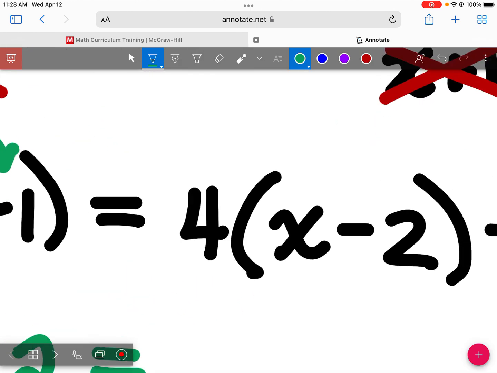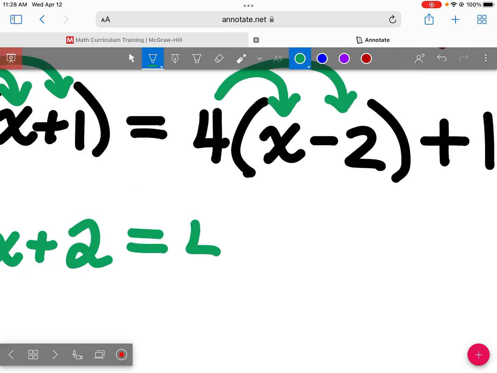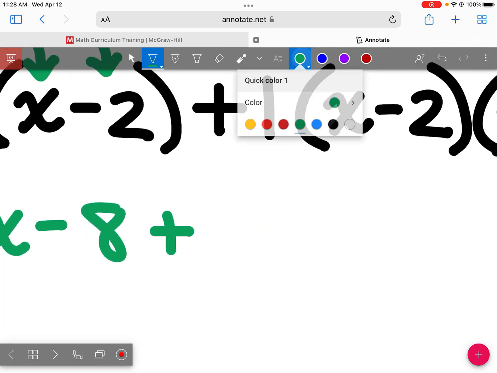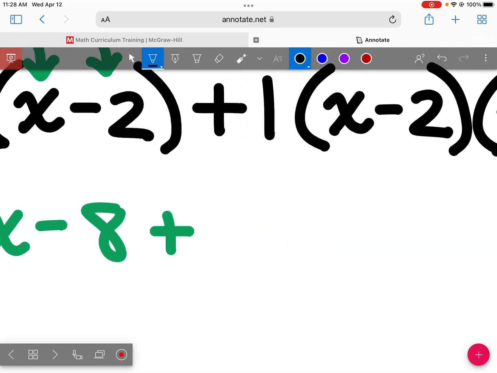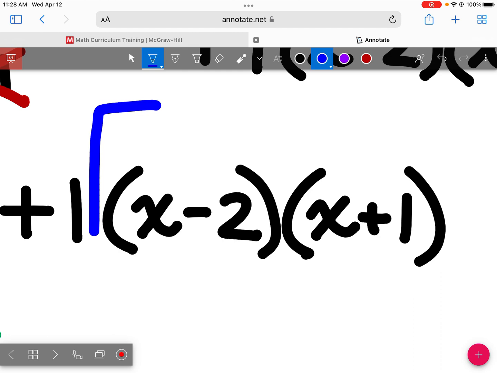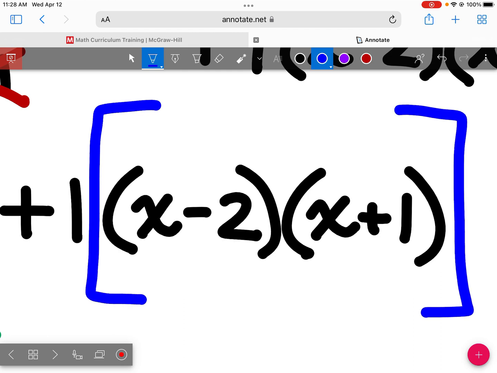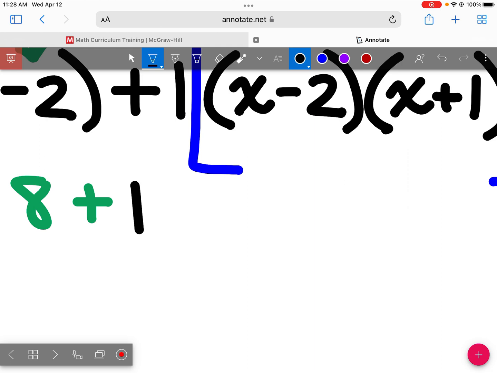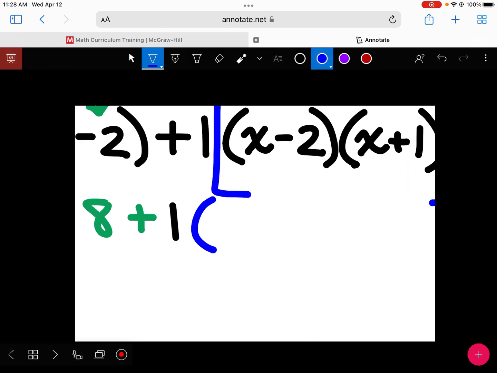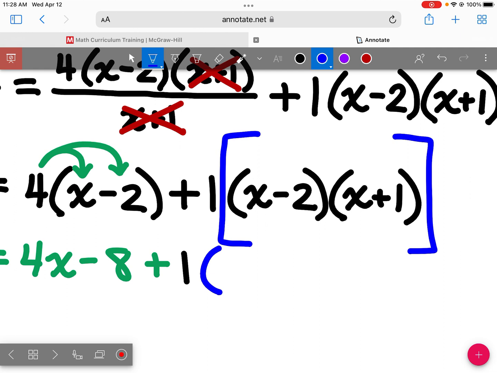Bring down my equal sign. Do I have anything to distribute here? Yes. 4 gets distributed to both pieces. So I have 4x minus 8. Bring down my plus sign. I've got a couple things to distribute here. We need to distribute this. That 1 is still on the outside. Here, when I distributed the 2, I had one piece on the outside of the parentheses, and it got distributed to both parts. Same thing here with the 4.